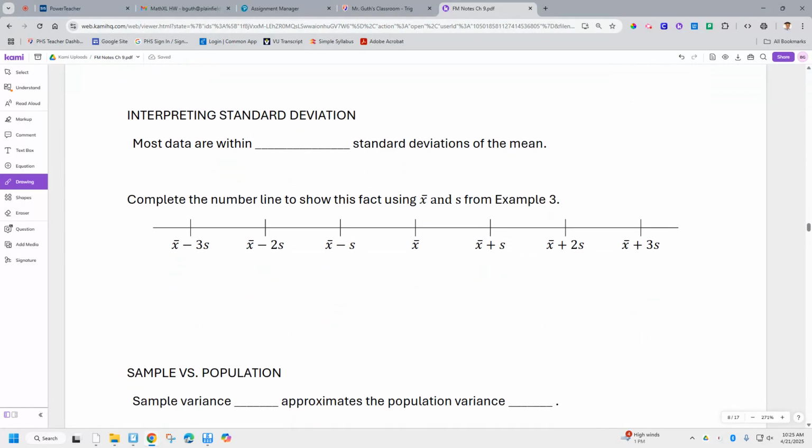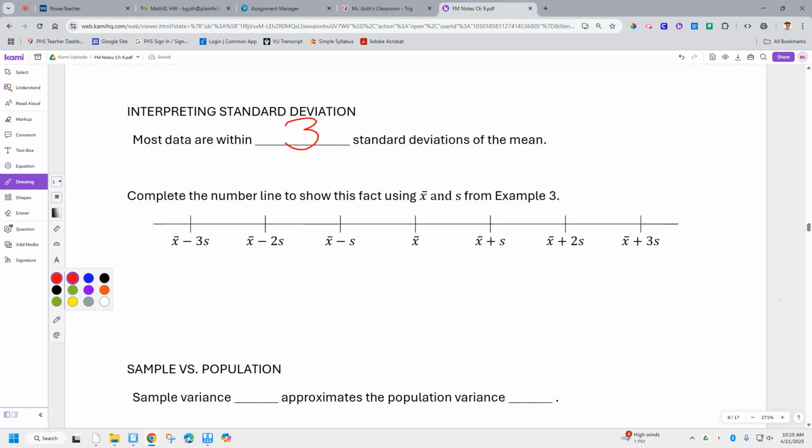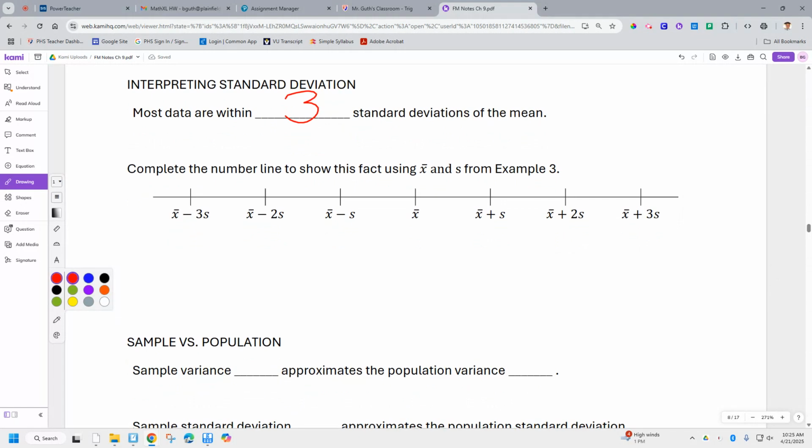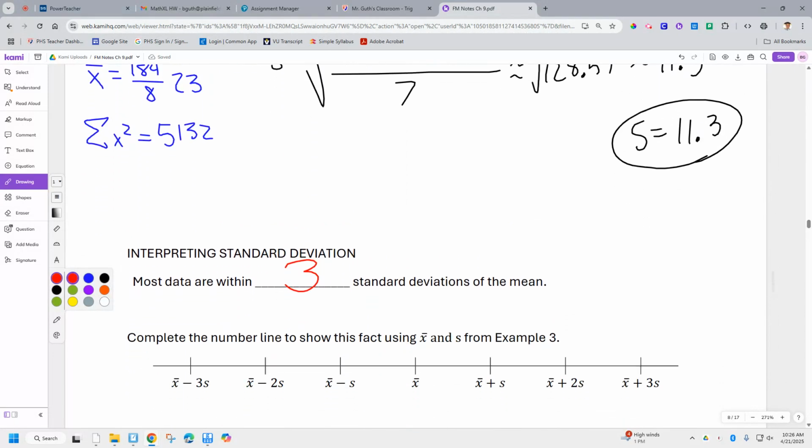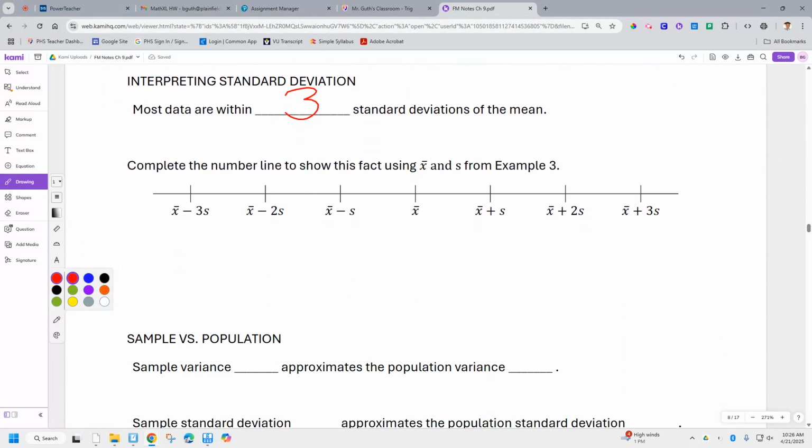Interpreting standard deviation, most data are within 3 standard deviations of the mean. That's going to come up big in the next lesson. Complete the number line to show this fact using X bar and S from example 3. What was X bar? 23. X bar was 23 and S was 11.3.